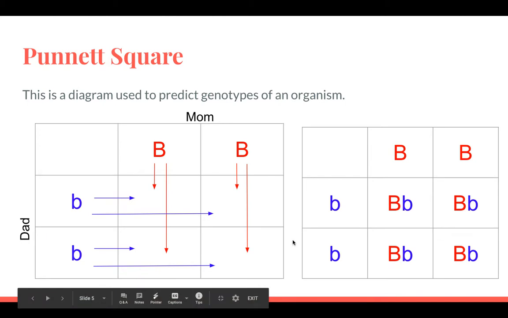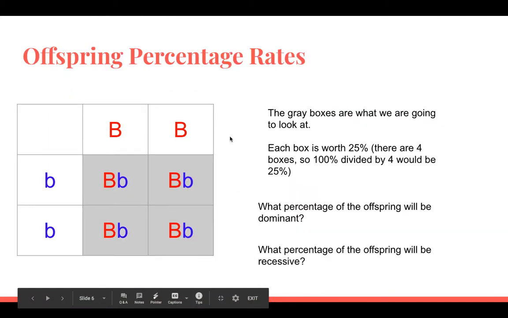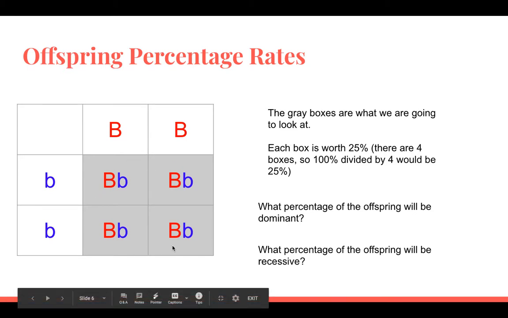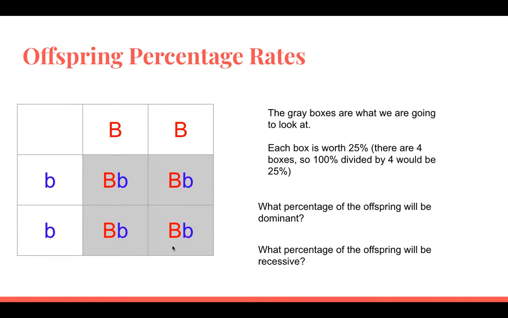Now, how did I get to 100%? The percentage rates are done by looking at those four boxes. I colored them gray for you, so it made it a little bit easier. If you have four boxes and you divide 100% by 4, you'd get 25. Like $1 split into 4 is actually 4 quarters. Each quarter is worth 25, right? So each box is worth 25%.